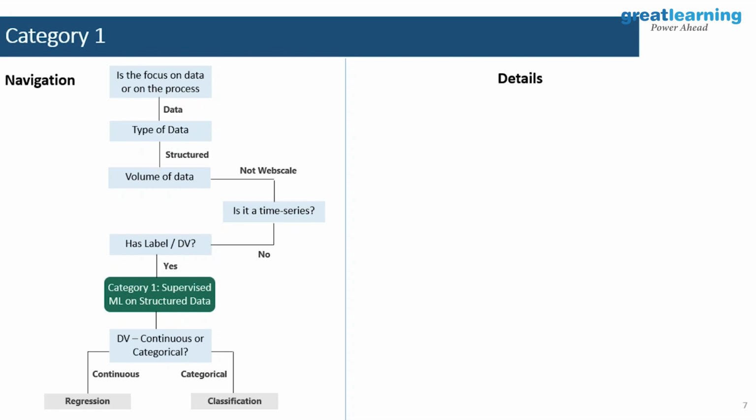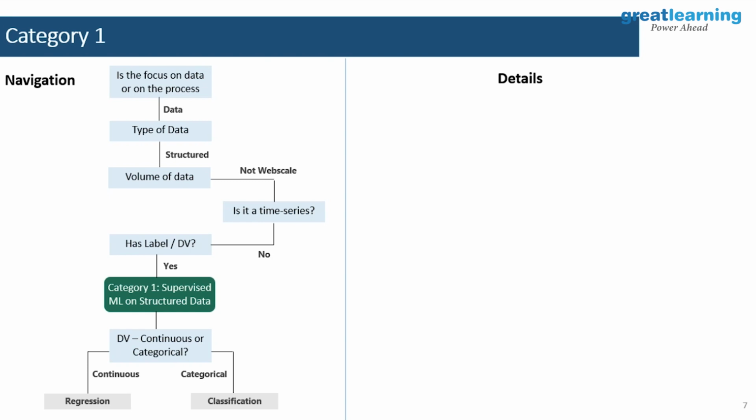I'll just quickly go through this one, a fairly simple thing, but if you keep this in mind, I think it makes a lot of things easier when you get to the other categories. So the focus is on data. Then you ask yourself, what type of data? You're saying it's structured data. Then, is it web scale? Probably not web scale at this point in time. Is it time series? The answer to that is no. Then you ask yourself, does it have a label or a dependent variable? The answer is yes.